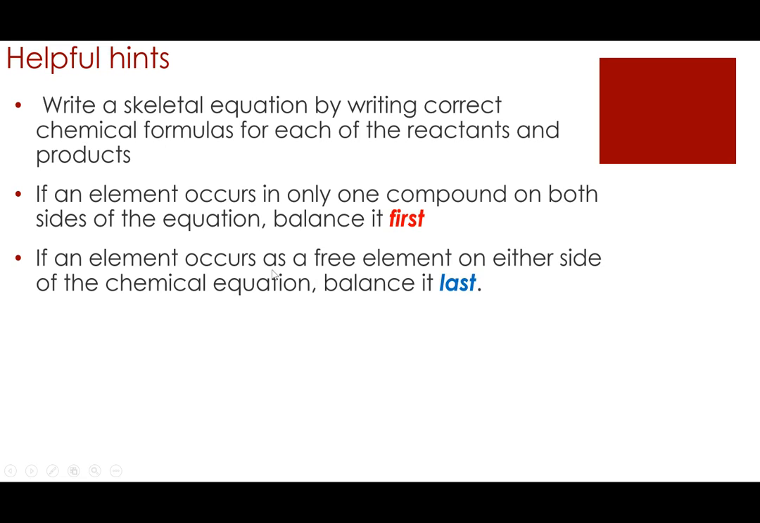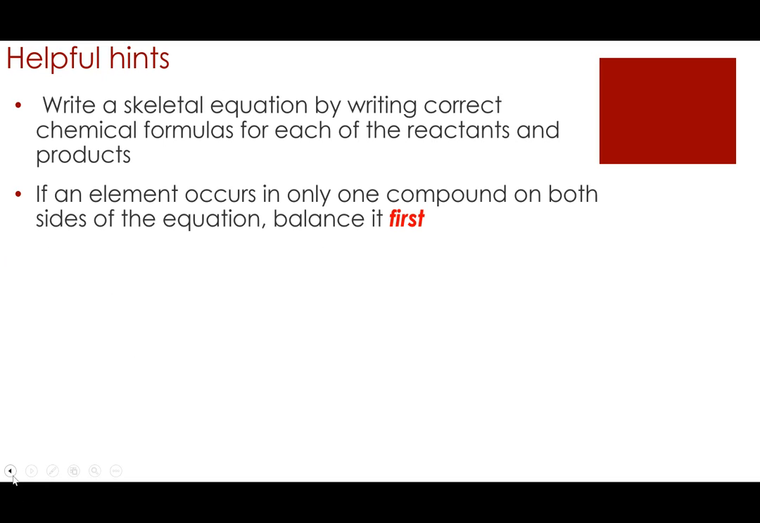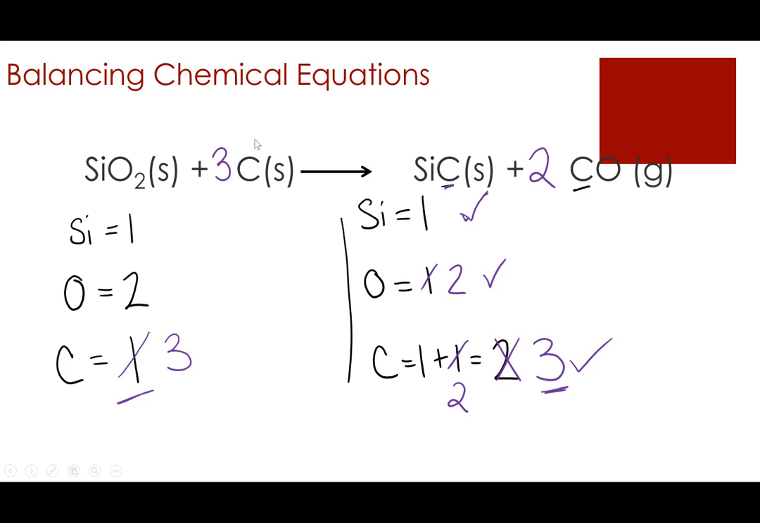If an element occurs as a free element or by itself on either side of the chemical equation, balance that last. So again, in this latest example, I wanted to save this carbon for last because it's by itself. It's the easiest to manipulate at the end. When I put that 3 in front of it, it didn't affect anything else. It just simply fixed the one problem I had left. So if you see these free elements or something like a diatomic, like O2 by itself, do those last because they're the easiest to manipulate at the end.